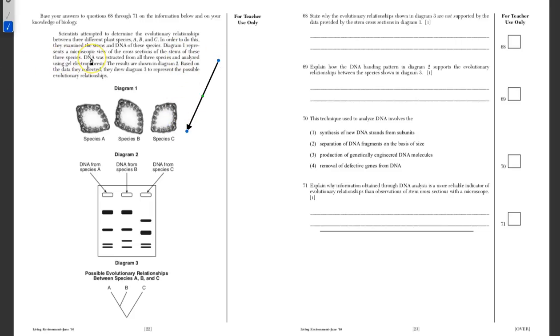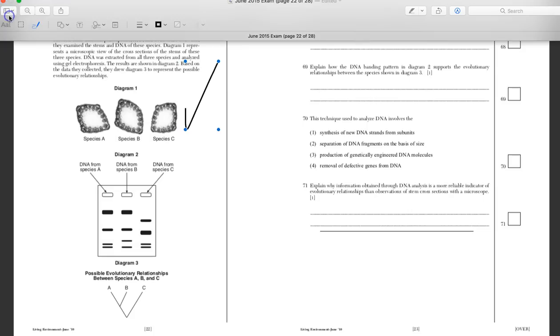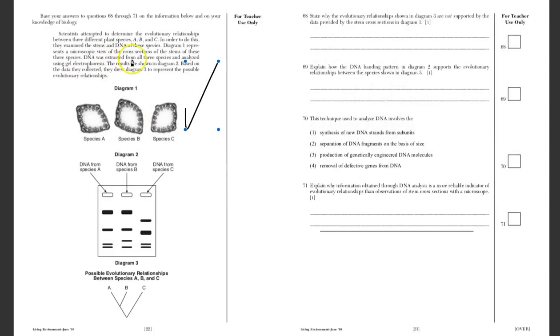Stems of these 3 species. DNA was extracted from all 3 species and analyzed using gel electrophoresis. That's this over here. That is gel electrophoresis. The results are shown in diagram 2. Diagram 2 is the results of electrophoresis. Based on the data they collected, they drew diagram 3 to represent the possible evolutionary relationships.